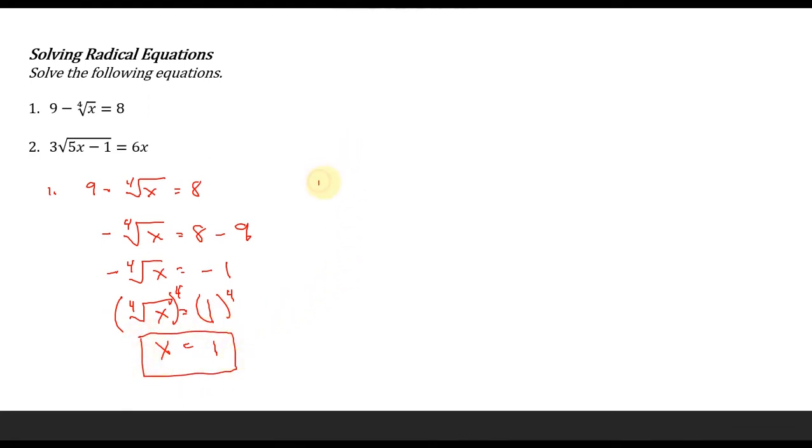Next, number 2. We have here 3 times square root of 5x minus 1 equals 6x. Since the operation here is multiplication, we need to eliminate that by using division. So, divide both sides by 3. Now, we can eliminate 3 on our left side and have square root of 5x minus 1 equals 6x divided by 3, which is equal to 2x.